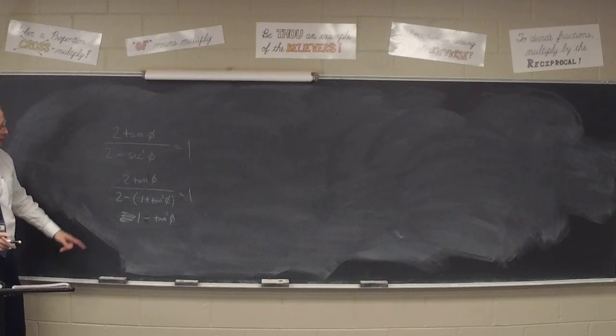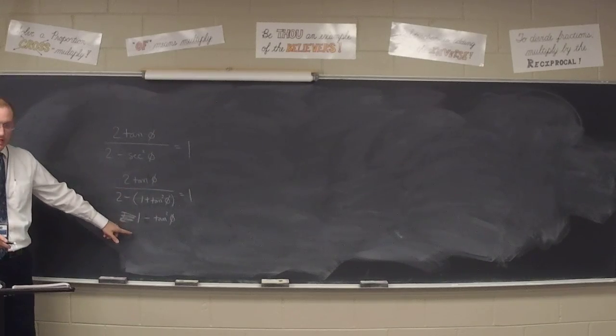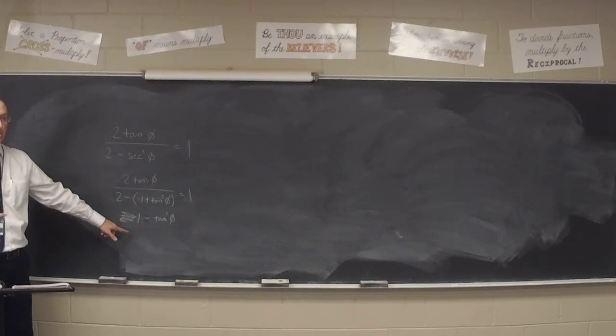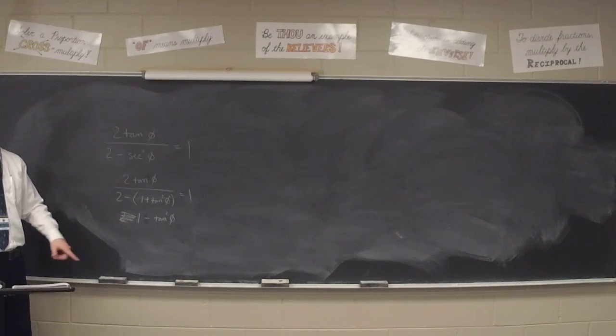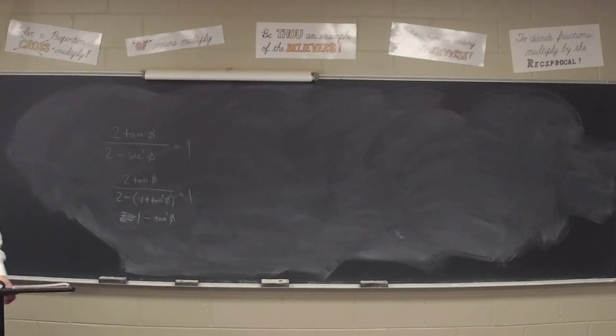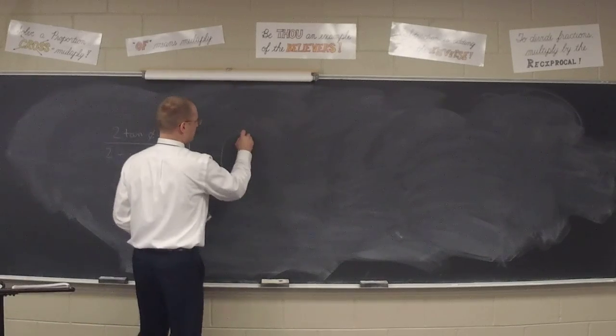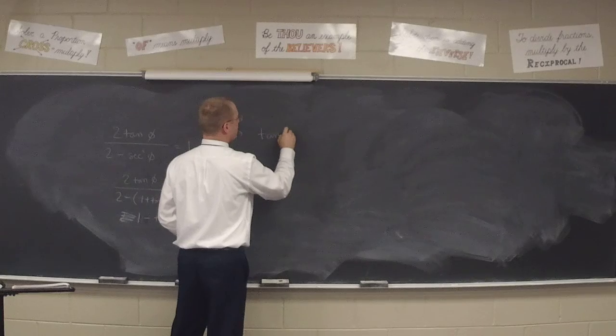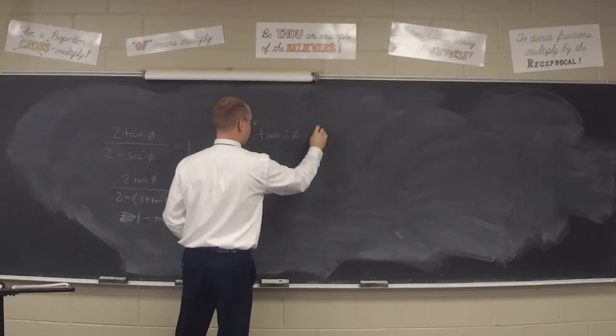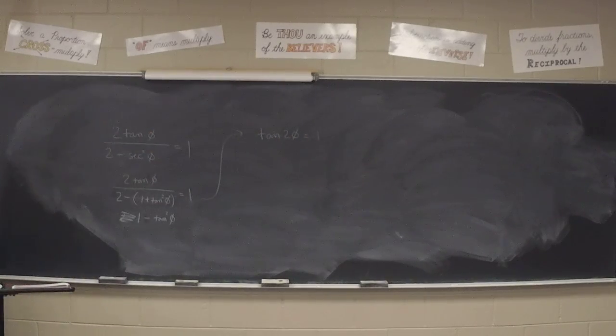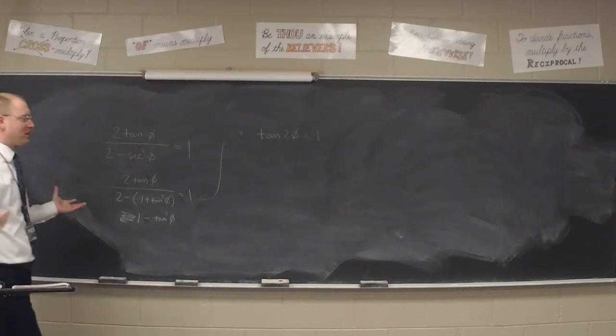So look at what I've got: another 2 tangent over 1 minus tangent squared. That is the double angle tangent. Flip back to the front cover and look at your double angles, the tangent double angle identity. Yeah, there it is. So this becomes tangent of double phi equals 1, which is a nice, harmless, easy-looking equation.